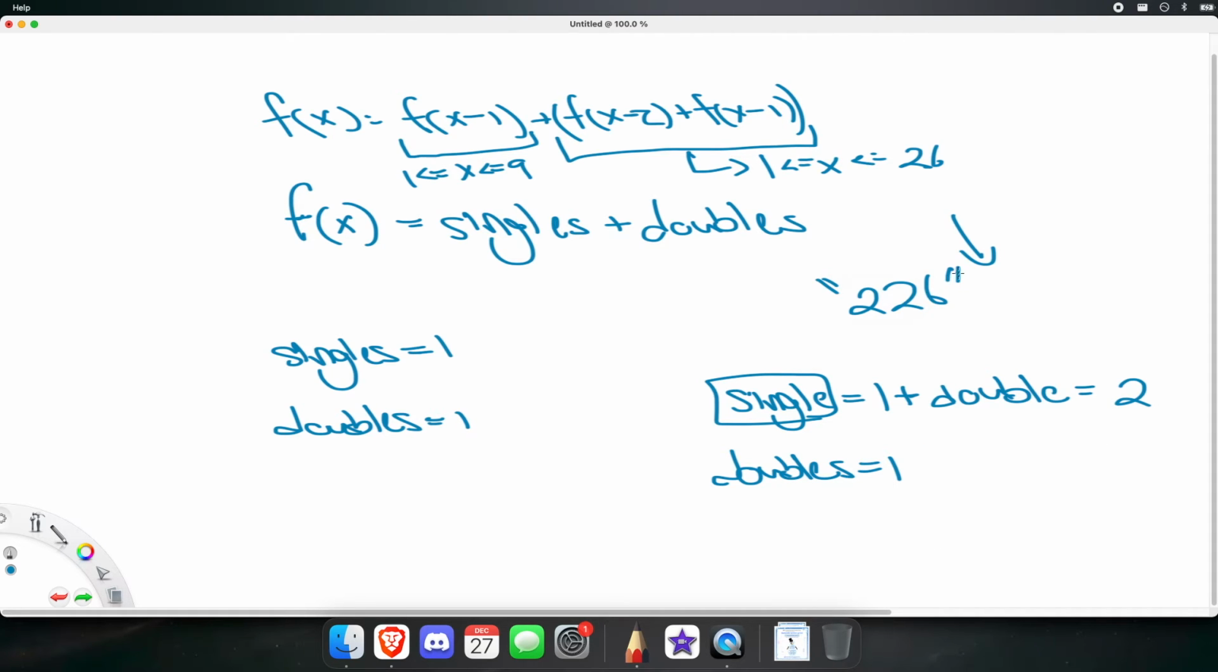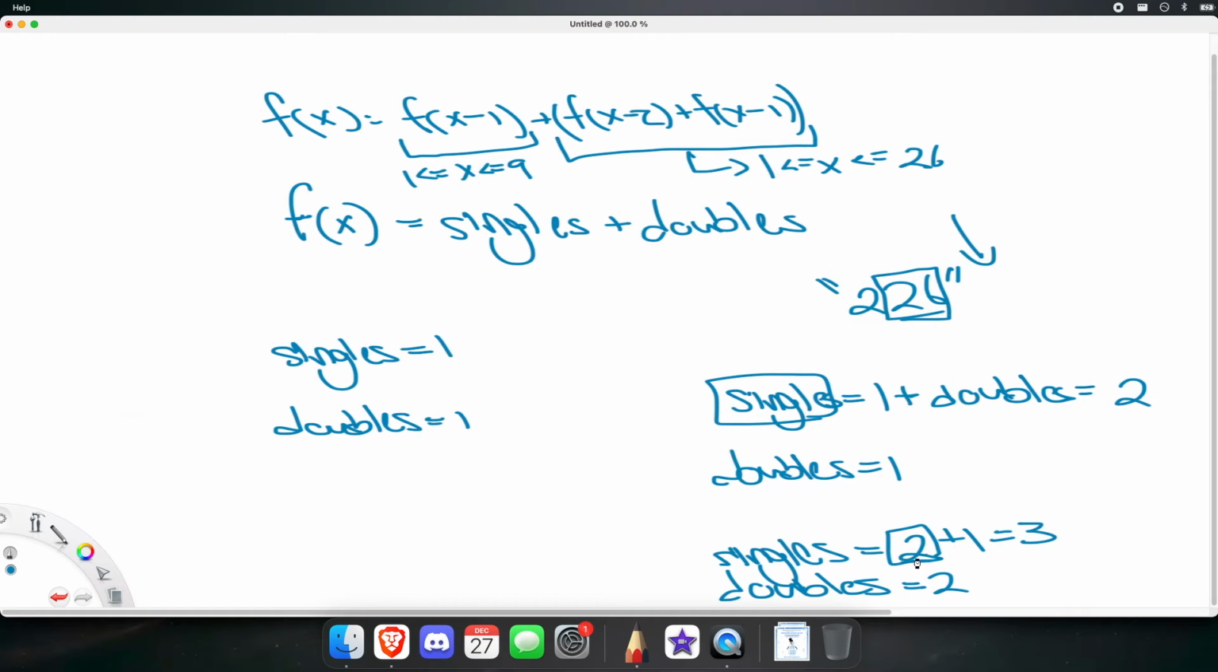Then the number of doubles, can it be increased or can it be added to singles? The answer is yes, because 26, the last two numbers is 26, and that is valid within our range. So now, I forgot an S here. So now singles is equal to 2 plus doubles, which is 1. Therefore singles is now 3. And doubles is going to change to 2, which is the previous singles before it got updated.